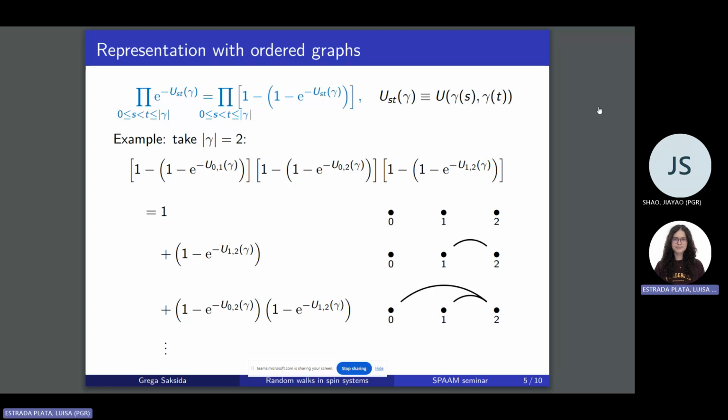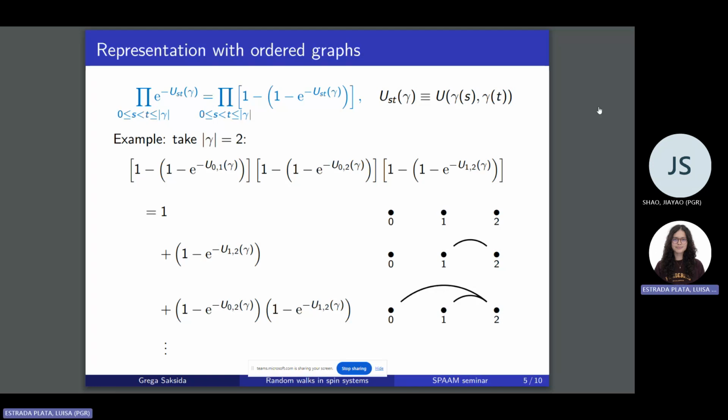And now take, for example, the walk that has length 2. So it has 3 times because it also starts at time 0. If you write out this product, and then imagine you expand these square brackets, every term you end up with will have a few of these ones and a few of these factors. So for example, if you multiply ones together, you get this one, then you can multiply 1 and this one to get this term, and then 1 and this 2 to get this term, and so on.